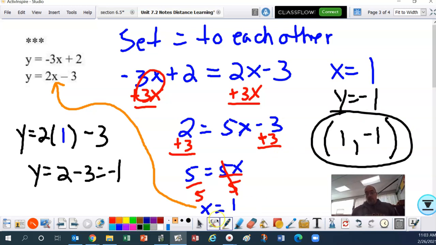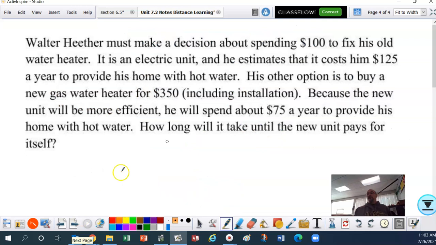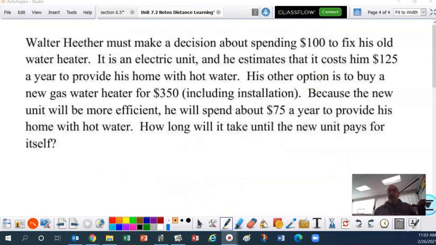Now, what really is cool is now we can actually look at some word problems. It's about time we get to real life applications here. Walter Heater, get it, heater? Okay, Walter Heater must make a decision about spending $100 to fix his old water heater.